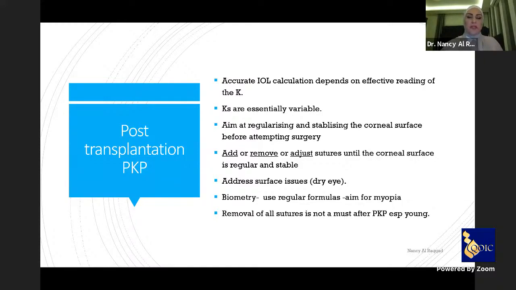Slightly aim for myopia, because if we do it early, sometimes the cornea, especially if the patient was a keratoconus and transplanted and you have over-flattened the cornea, it will shift into some hypermetropia. So I aim slightly into myopia as it progresses or the sutures are removed, then adjust for the change in refraction. Now, for me, removal of all sutures is not a must after PKP surgery, especially in the young. So I don't have to remove all sutures if the patient is young and I want to do a cataract surgery for him, because my priority is stabilizing the cornea, and part of the stabilizing plan is putting stitches in the cornea.